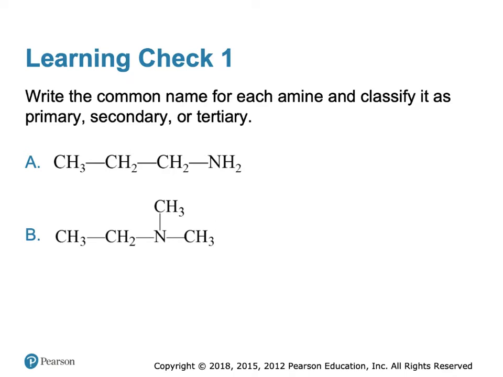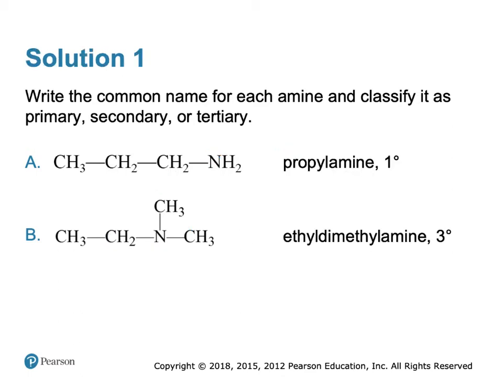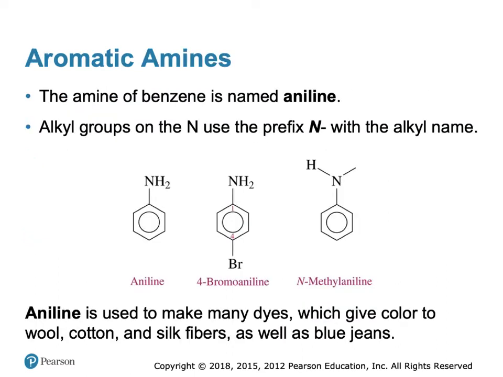Let's classify these as primary, secondary, or tertiary. So for A, look at the nitrogen. It has 1 carbon group. This is a primary amine. For B, look at the nitrogen. It has 3 carbon groups, so this is a tertiary amine, 1, 2, and 3. So you can see here, again, you do not have to write the common name. So no nomenclature for chapter 14. Again, we are not going to go through nomenclature. An aromatic amine is where you have this NH2 group attached to a benzene ring, or you have a nitrogen attached to a benzene ring with alkyl groups.